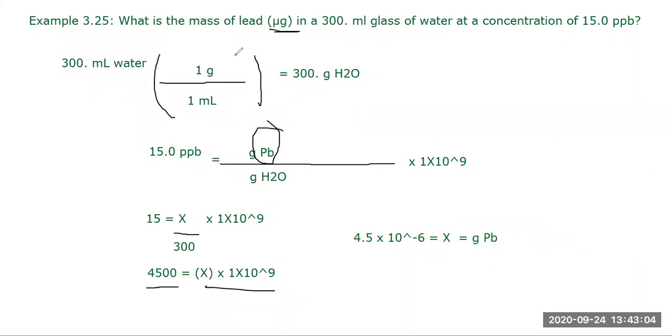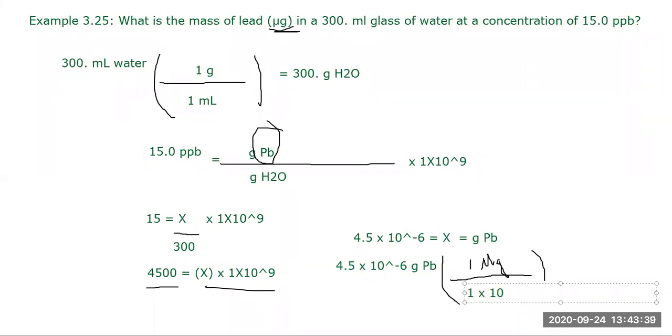The question asks us for micrograms. So I have to take that number, 4.5 times 10 to the -6 grams of lead, and convert it. You have to know your metric conversions for every chapter. You never know when they're going to pop up. So what is a microgram? 1 microgram is equal, conveniently in this case, to 1 times 10 to the -6 grams. So that cancels out and makes the math nice and easy. Grams is gone. Our final answer for the example will be 4.50 micrograms of lead with the appropriate number of sig figs.